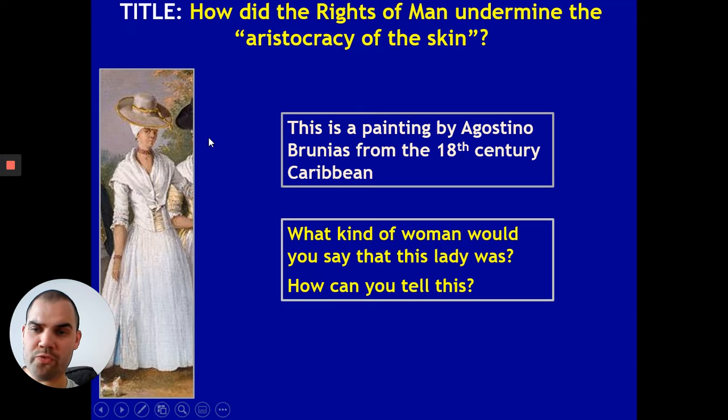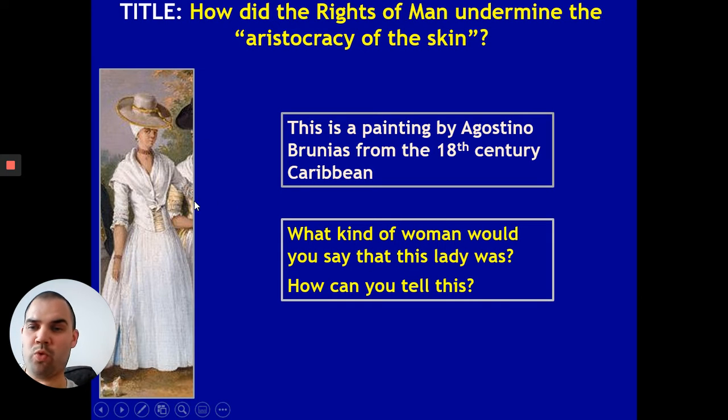Okay, now we're going to start off with a quick painting. Now, there's a section of a painting by a guy called Agostino Brunias from the 18th century Caribbean. So sort of a few decades before the Haitian Revolution. Now, I would normally do this with a class discussion, but I want you just to go through bit by bit and let's just look at some of the details in this painting. They're going to really help us think about the social structure in Saint-Domingue at the time.